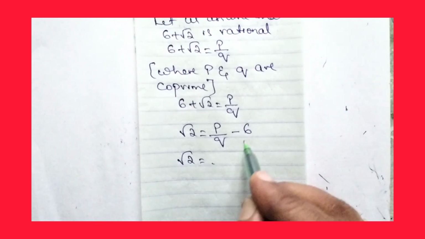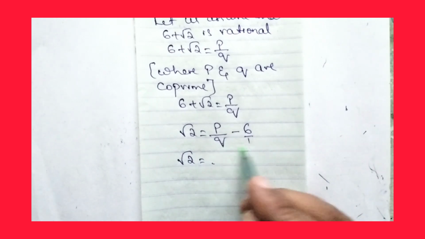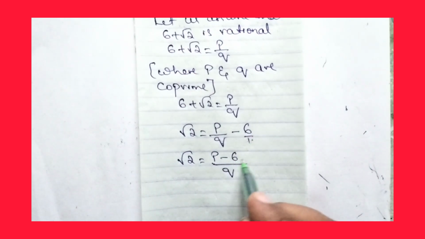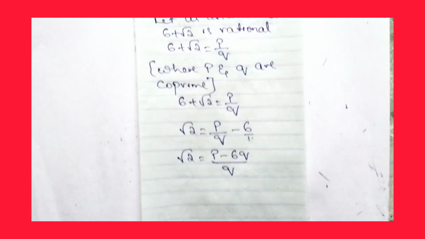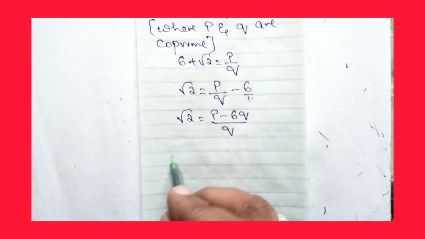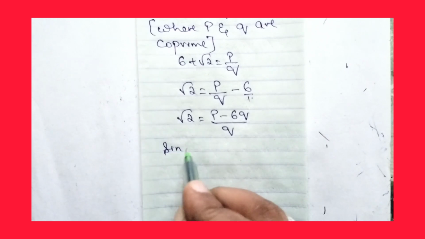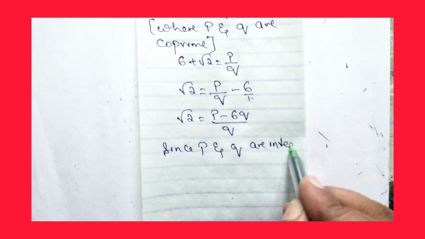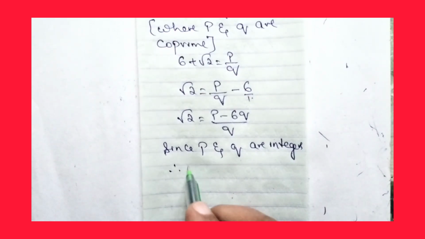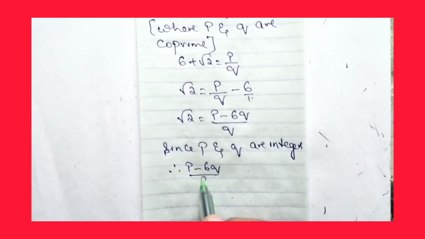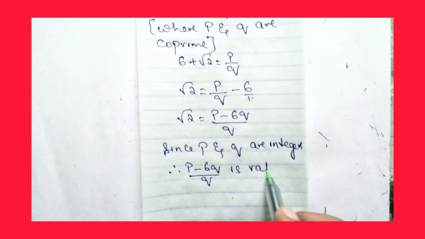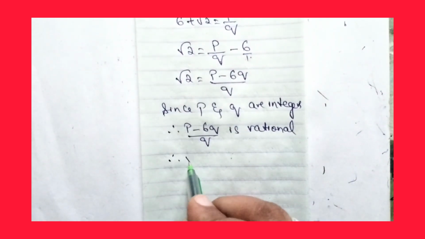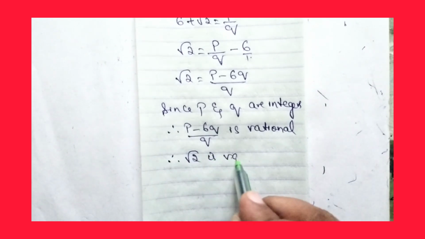Root 2 is equal to, here nothing is there means 1. LCM for Q and 1 is Q. 1 into P is 1P, Q into 6 is 6Q. So root 2 is equal to P minus 6Q divided by Q. Since P and Q are integers, therefore P minus 6Q divided by Q is rational. So if it is rational, therefore root 2 is rational.